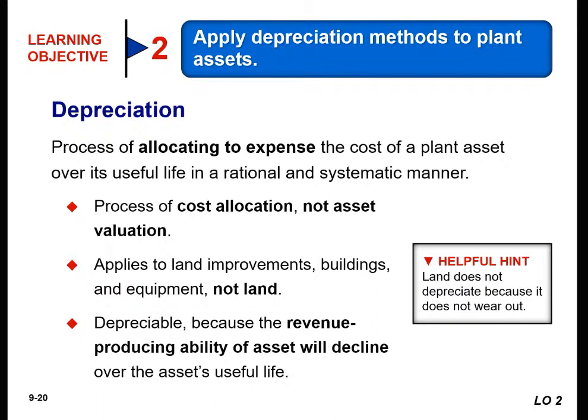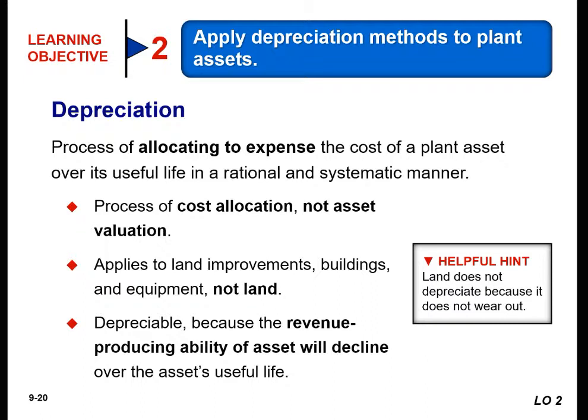Depreciation is a process of allocating to expenses the cost of plant assets over their useful or service lives in a rational and systematic manner. These cost allocations are designed to properly match expenses with revenues.